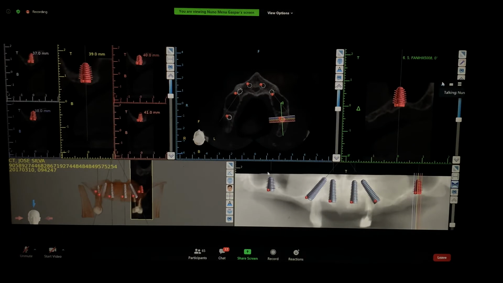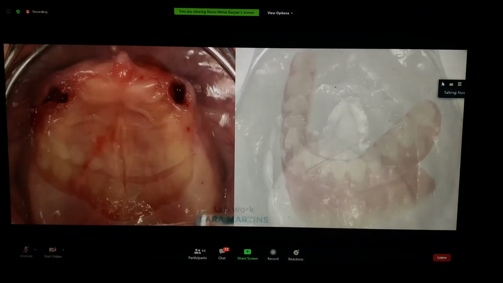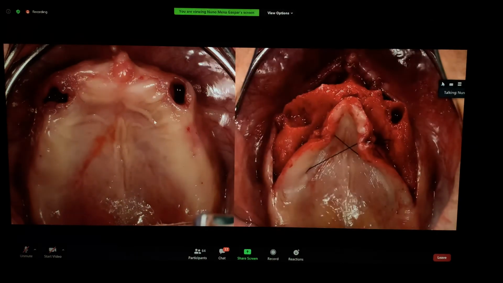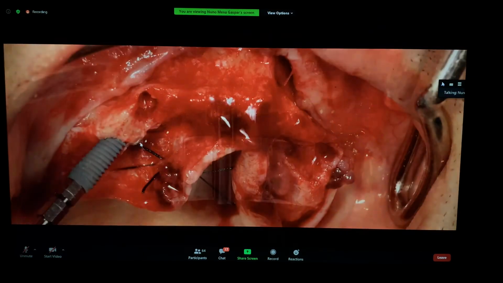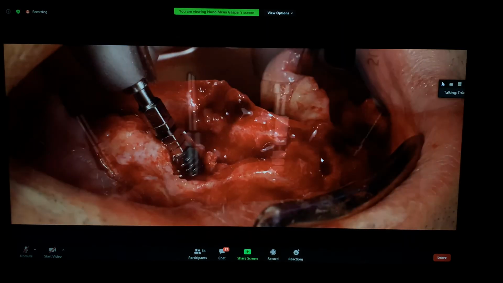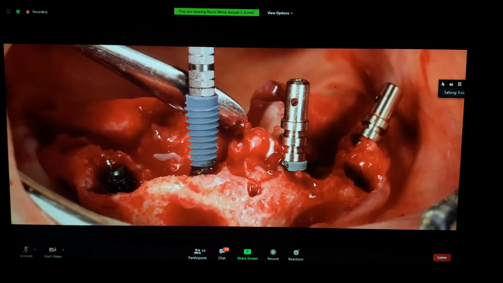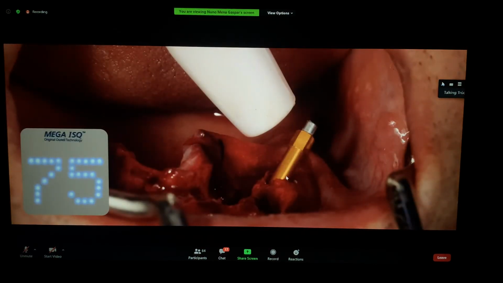So I plan to place 2 more implants in the sinus. I had my prosthesis done, extracted the teeth, placed the guide, and placed the implants. That is the planning, making the guide and placing the implants.